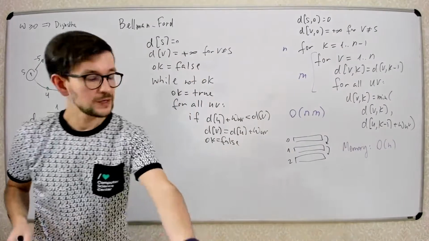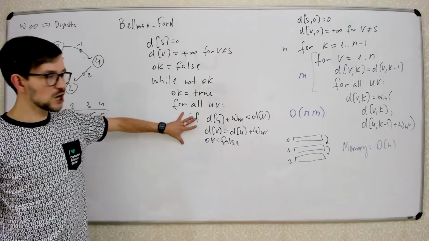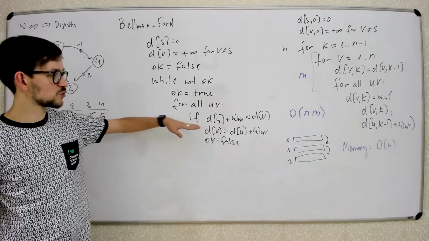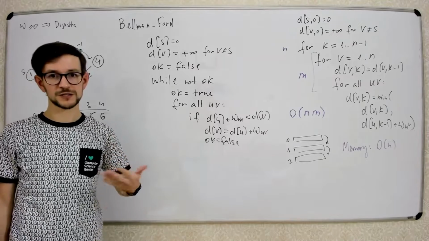So now, if ok is true, it means we didn't change any values in array d. If we didn't change any values in array d, it means all the values are correct. So we try to improve these distances, and we didn't improve anything. It means that we have the correct distances to all the nodes.